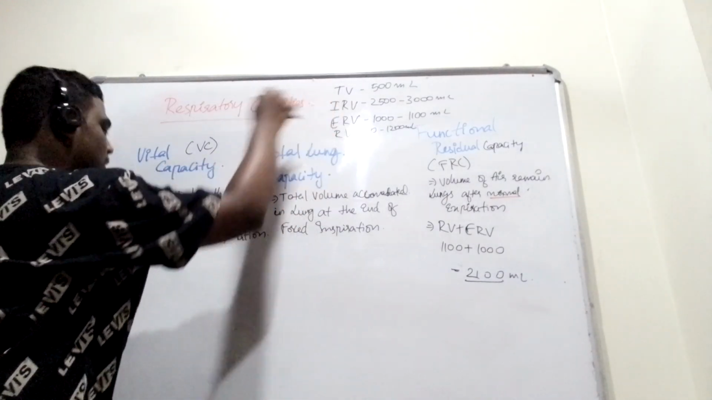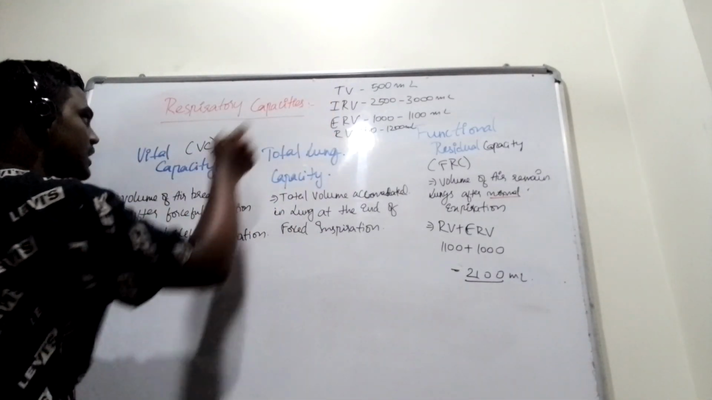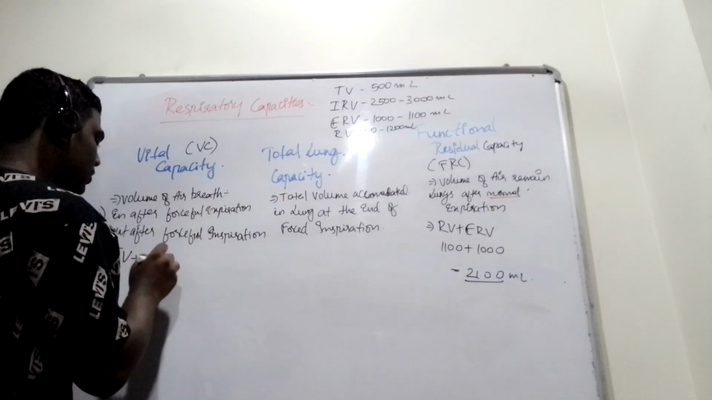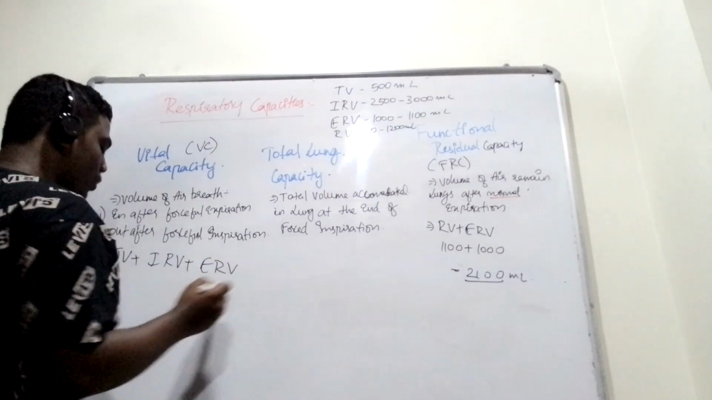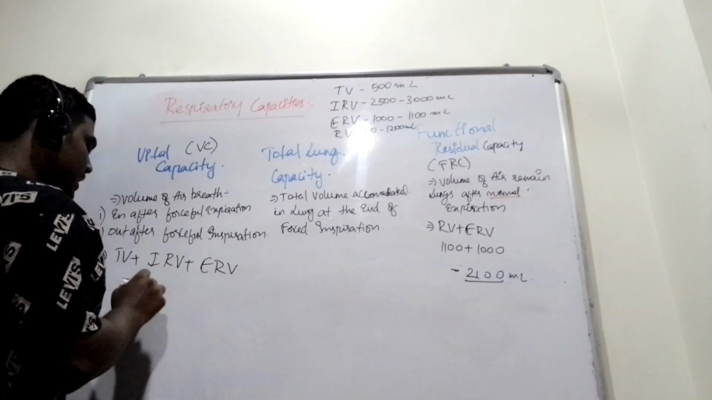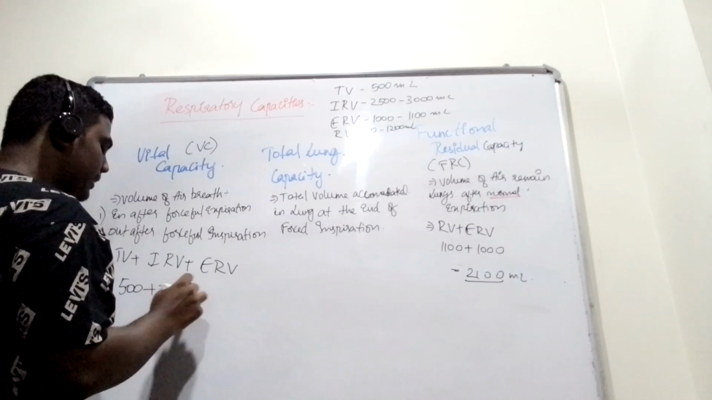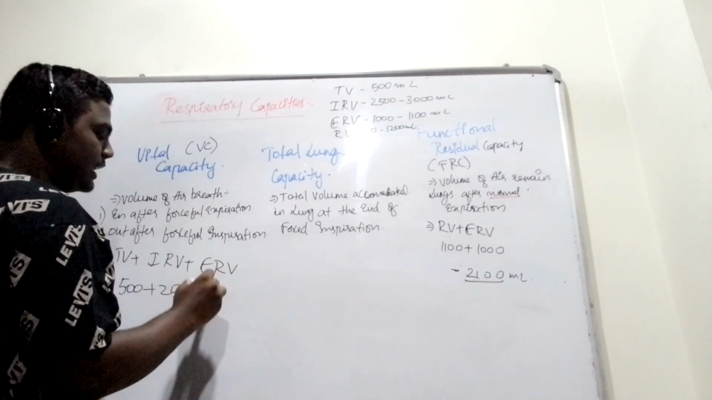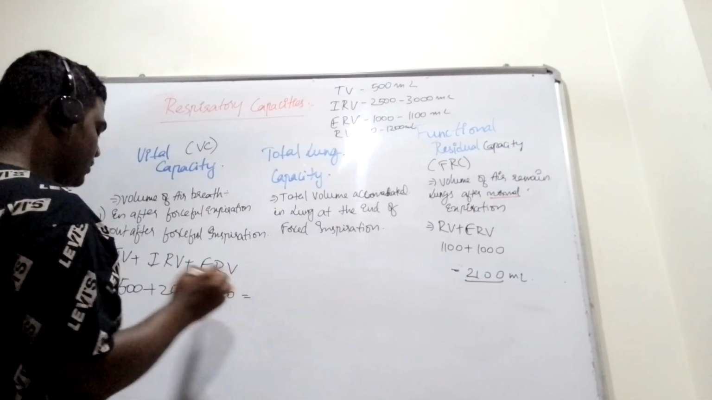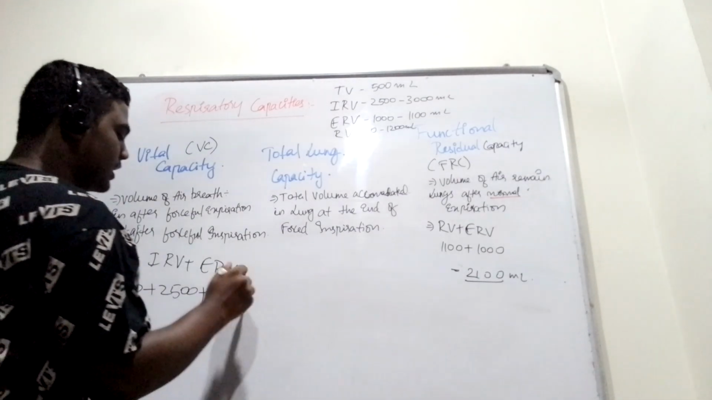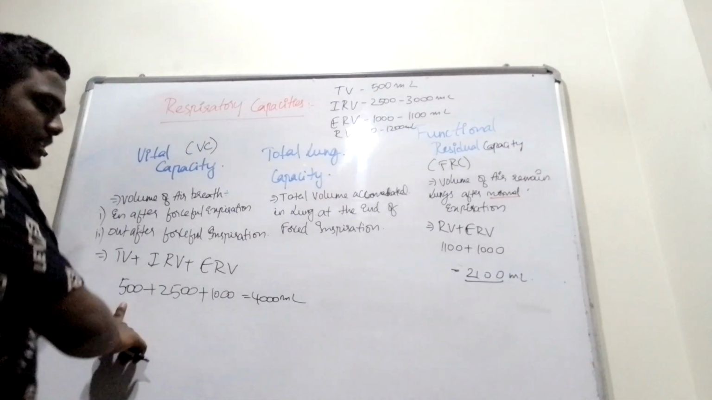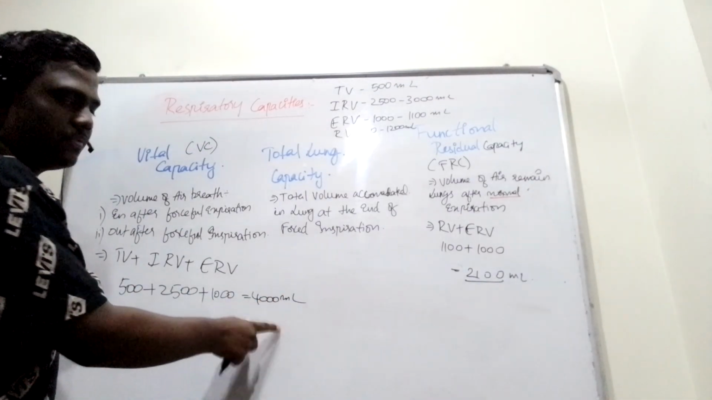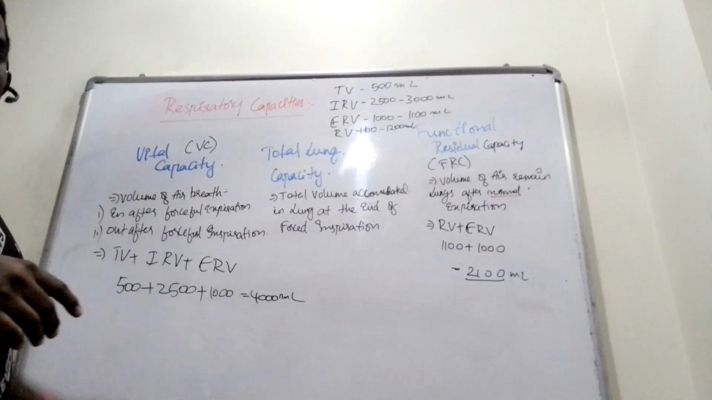So how do we get vital capacity? Adding tidal volume TV plus inspiratory reserve volume IRV and ERV, the expiratory reserve volume. TV is 500, IRV the least value I am taking 2500, and ERV is 1000. 2500 plus 500 is 3000, 3000 plus 1000 is 4000 ml. This is the vital capacity.